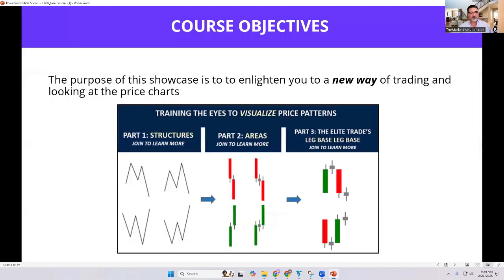All right. The purpose of this short class is to expose you to a picture on a price chart and also to help you train the eyes where to look. Now, in this presentation, we are going to open up and look at picture perfect past trades.